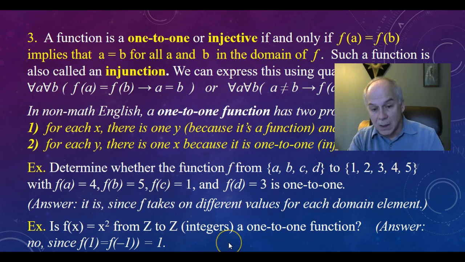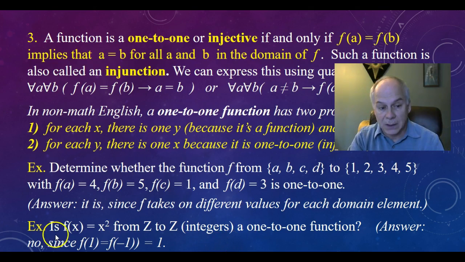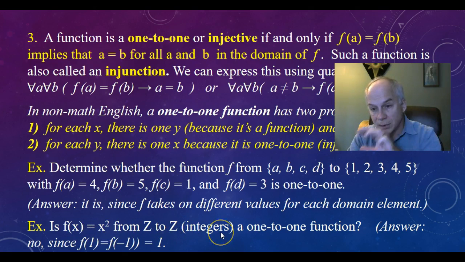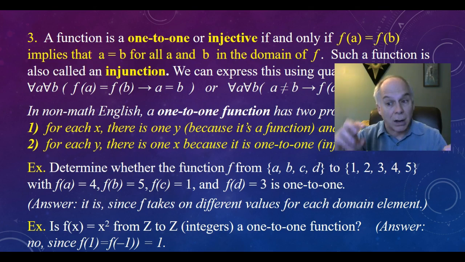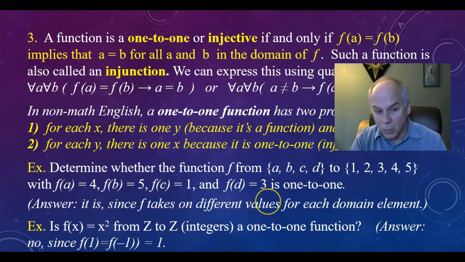All right. Here's another example. Is f of x equals x squared from Z to Z, from the integers to the integers, a one-to-one function? Answer, no. Since when we plug in 1 and square it, we get 1. But also when we plug in -1, we square it, we get 1. So the same y value, 1, can come from two different x values, either 1 or -1. So we say that that's not one-to-one.